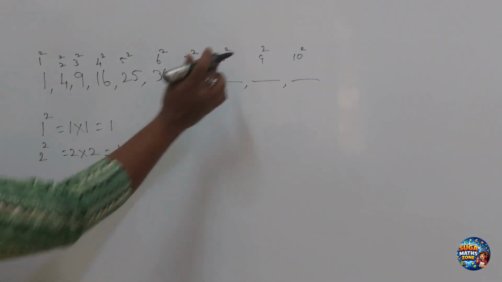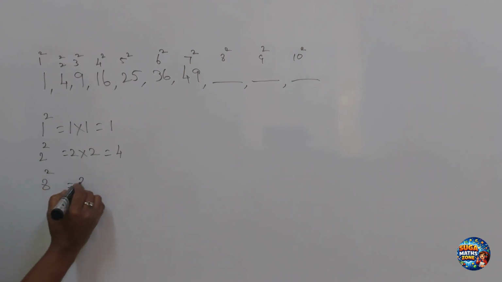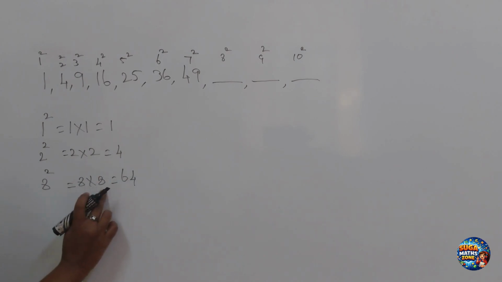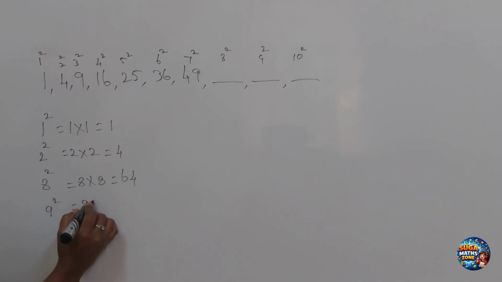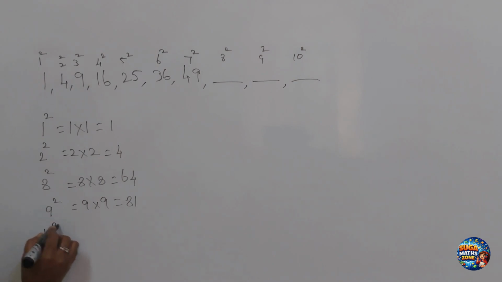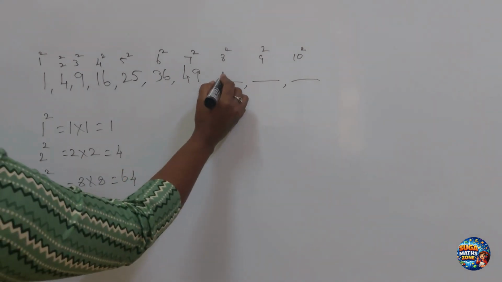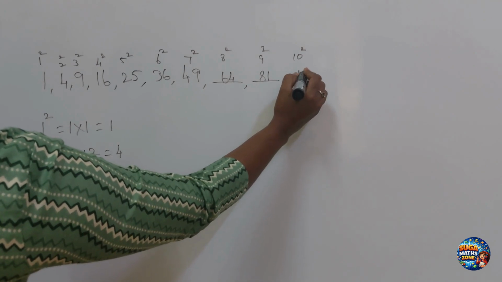This is the base number. So 8 is multiplied 2 times: 8 into 8, we get 64. 9 square is 9 into 9, we get 81. 10 square equals 10 into 10, we get 100. So 8 square is 64, 9 square is 81, 10 square is 100.